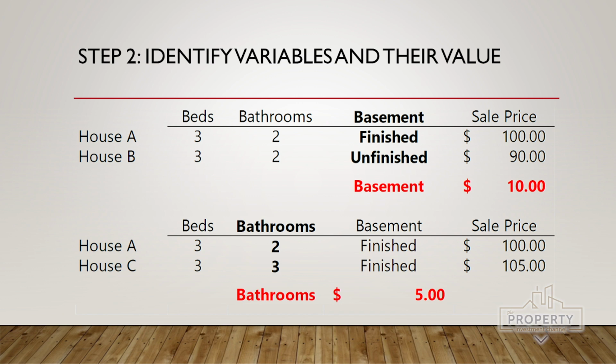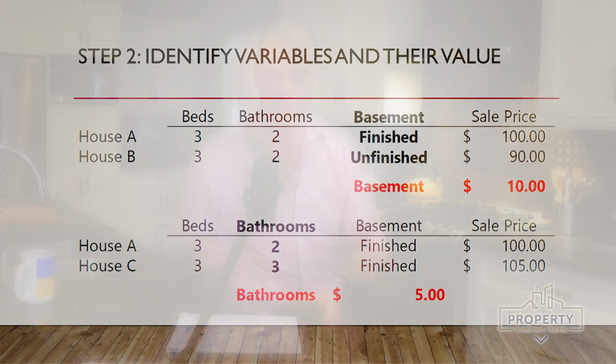Take a look at House A and C. The only difference there is one, House C, has got an extra bathroom. What's the difference in the price? $100 versus $105. So we know that the market will pay $5 for a bathroom. Finished basement, you get an extra $10. Extra bathroom, you get another $5. So, step three, what we do now is we compare each of those comparable properties to the subject property.